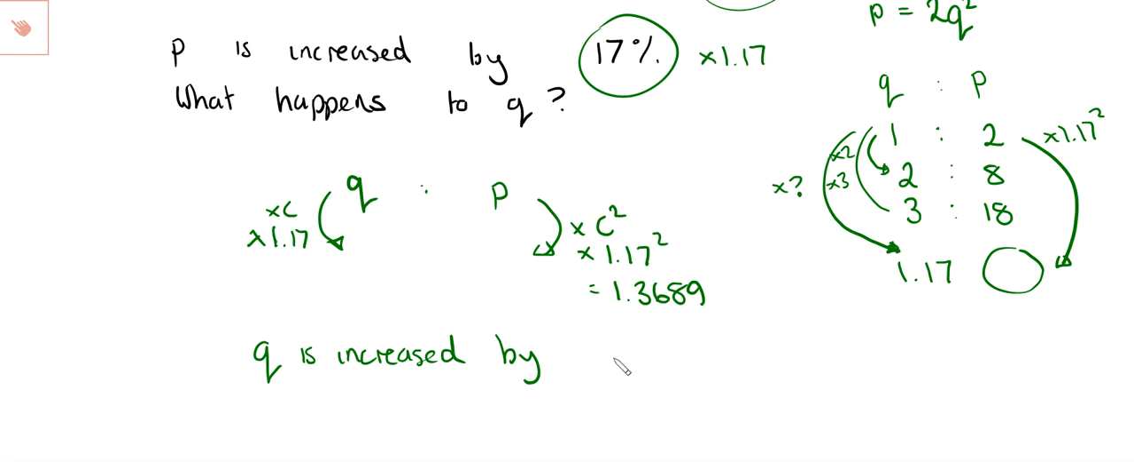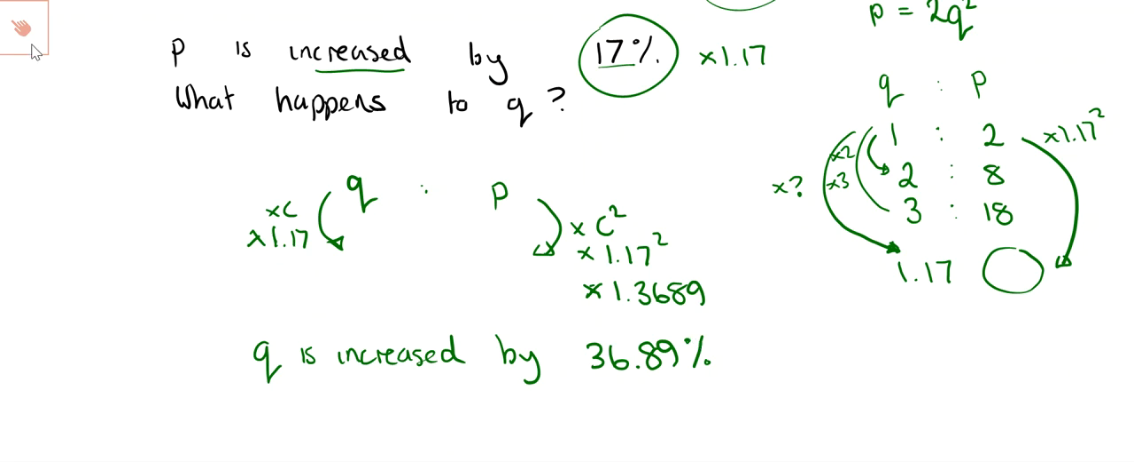Well, let's just come back to the numbers in a second. Why is an increase of 17% multiplied by 1.17? Okay, so what do I do if I multiply by 1.3689? I increase by 36.89%. Does that always work? Yes.